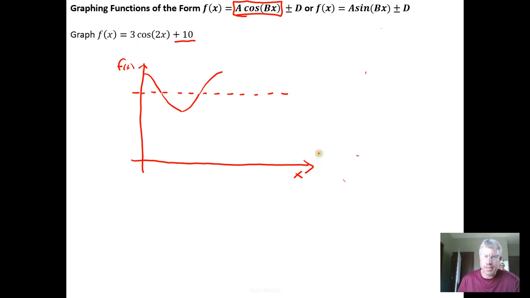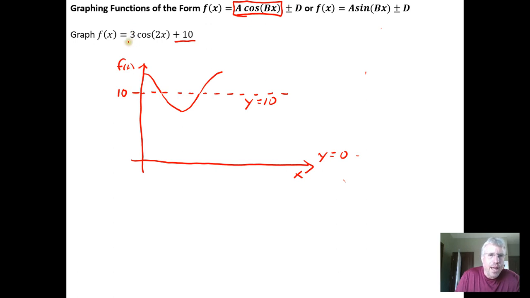Or in other words, the x-axis is the equation y equals 0. So the midline is the equation y equals 0, but we're going to be adding 10 to the midline. So the new midline will be the equation y equals 10. The midline, the x-axis, gets translated 10 units upwards, and we just label a 10 on this.